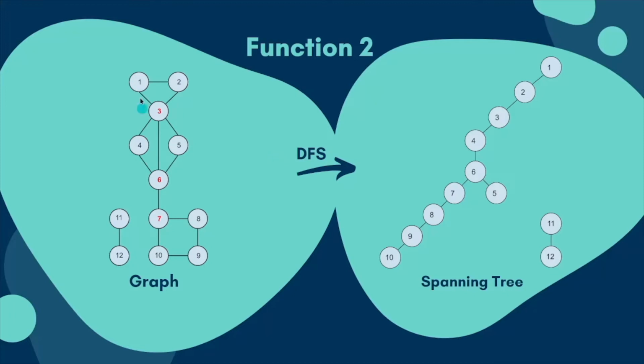So from 1, we go to 2, and then 3, and then 4, then 6. After that, we visit 7, and then after 7, we visit 8, then 9, and 10. But here we see there are no other non-visited nodes left. So we come back to node 6 and then we see that there's one non-visited node which is 5, so we visit 5. After completing the big connected component, we have another connected component left. So we start from 11 and then visit node 12. Thus, we have visited all the nodes of the graph and also got the depth first spanning tree.